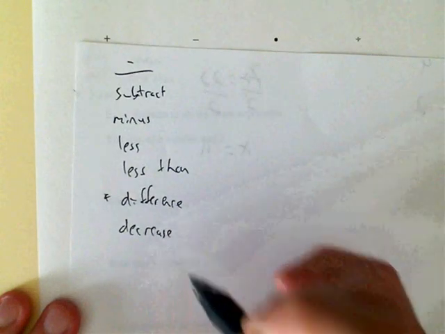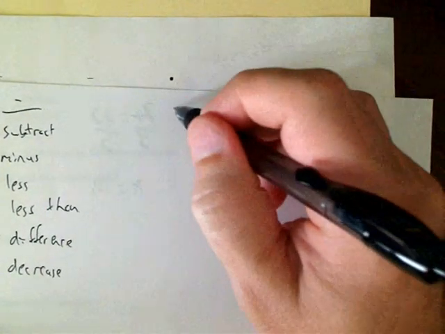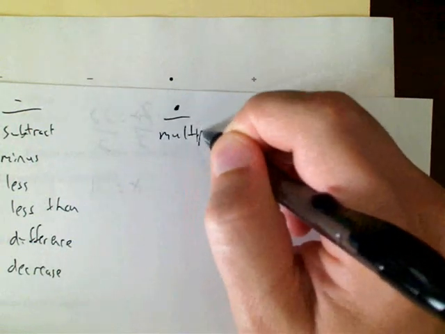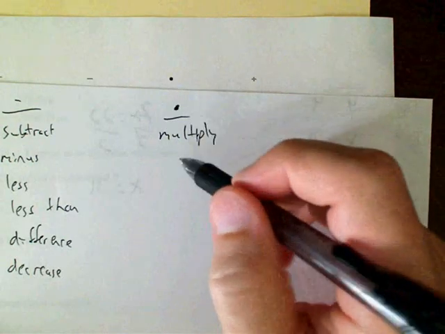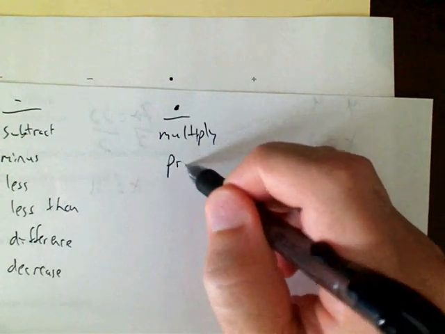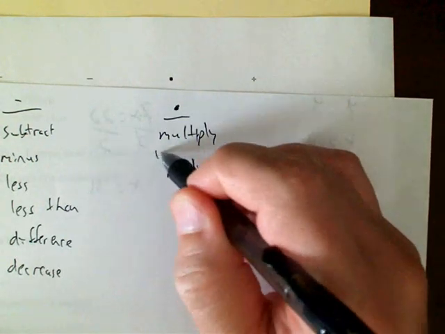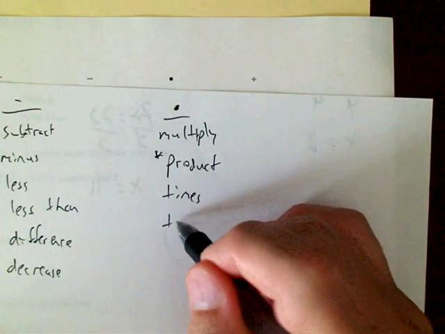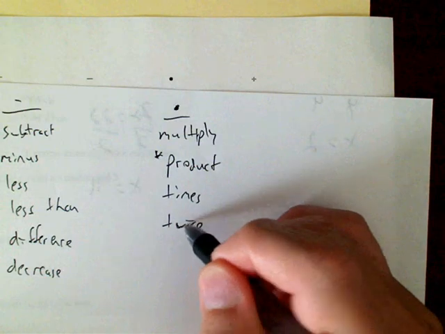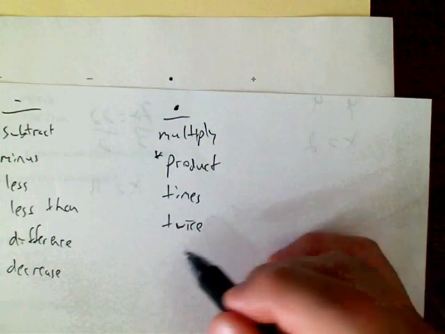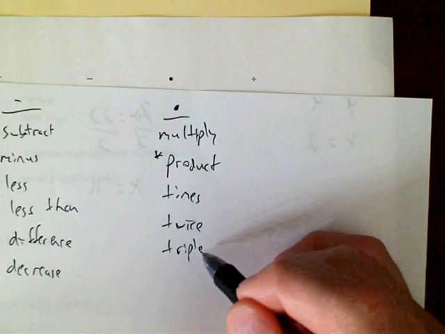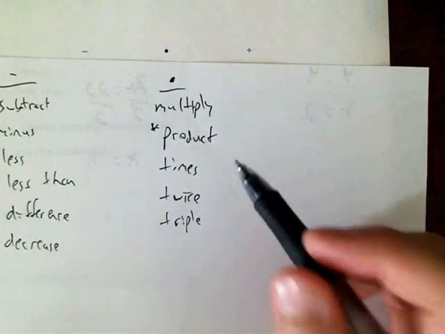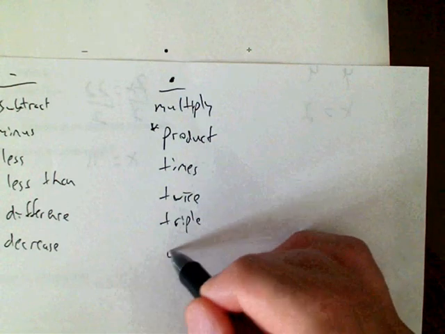Let's look at this symbol. That's a multiplication symbol. Multiply is a big word. Product is humongous. Times. Sometimes twice. Well, twice means 2 times. Triple means 3 times. Quadruple is 4 times, and so on and so on. You really won't see pentuple much, if at all. The word of, when you deal with percent problems, means to multiply.